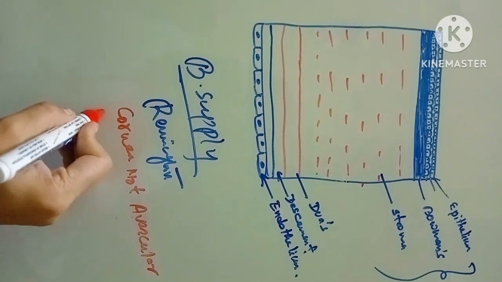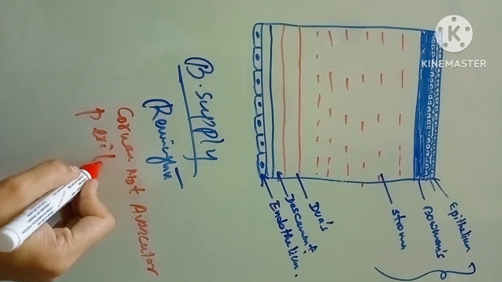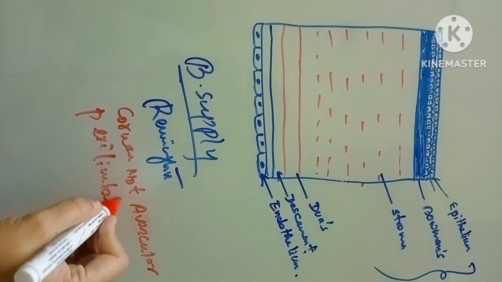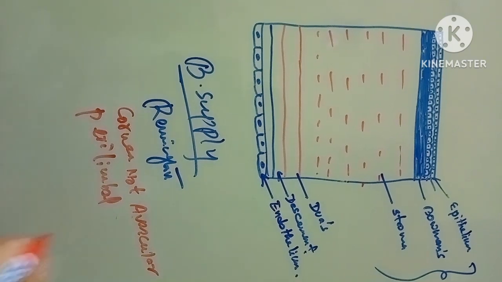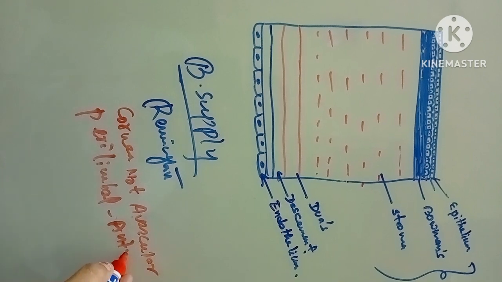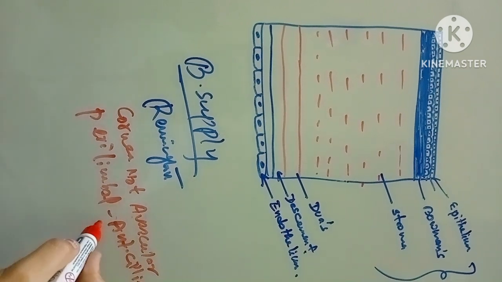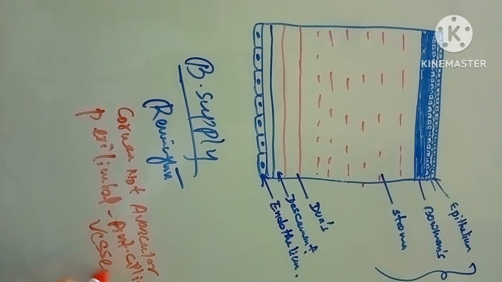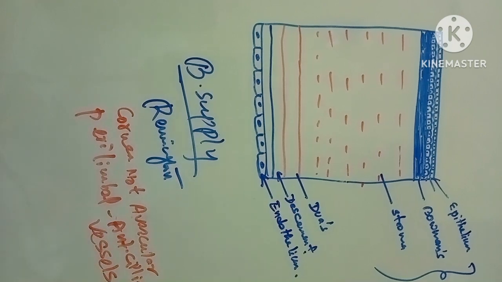Because the perilimbal vessels, the anterior ciliary vessels, supply it. Through those vessels the blood supply is there. So the cornea gets its nutrition from there.